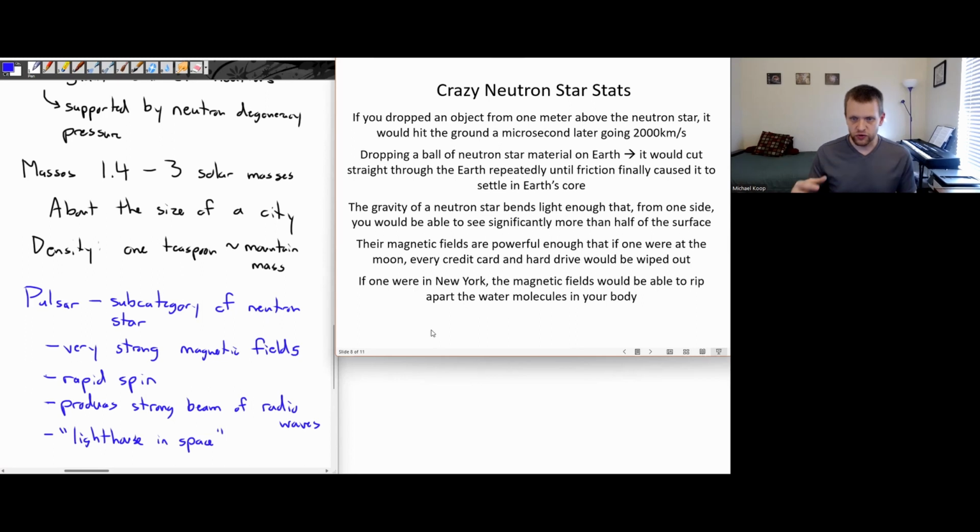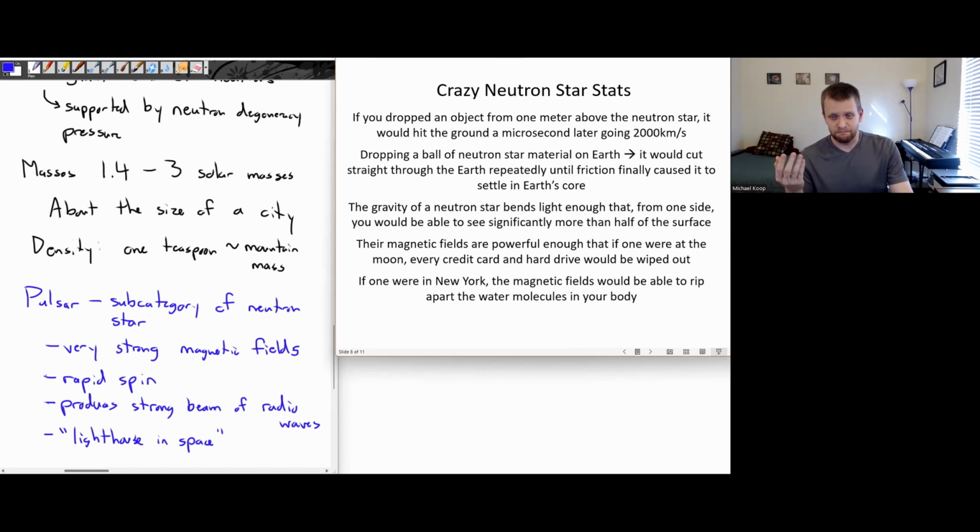If one of those were in New York and we're here in Ohio, if a neutron star was in New York, the magnetic fields alone would be able to take the water molecules in your body, and water molecules are polar. One side is positively charged, the other side is negatively charged. And those different charges move differently in strong magnetic fields. This magnetic field would be so strong that the two sides of that water molecule would literally be ripped apart as they move around. The water molecules in your body would all simultaneously explode.